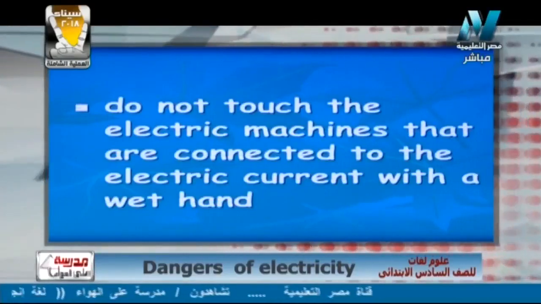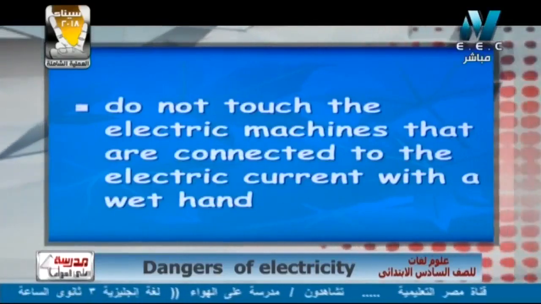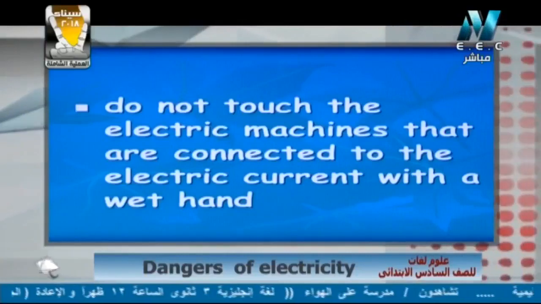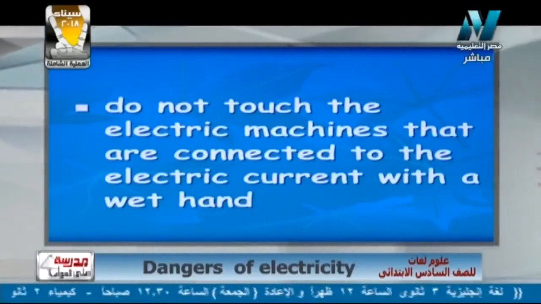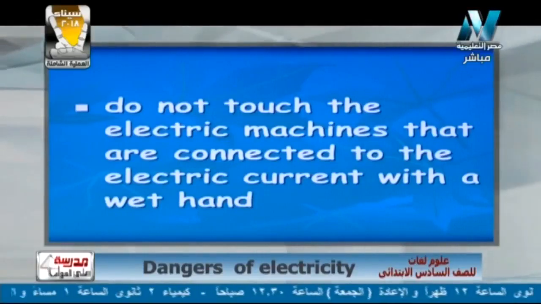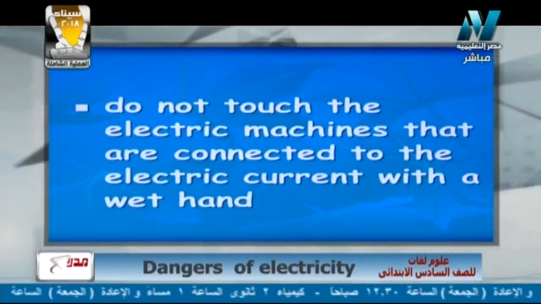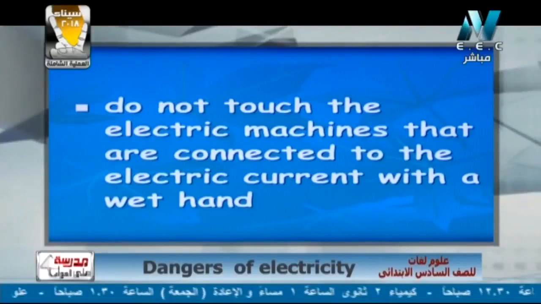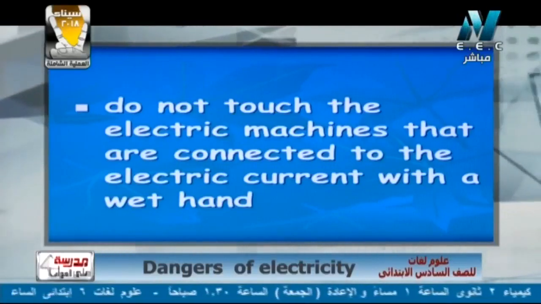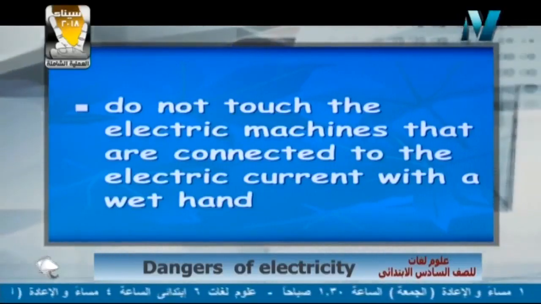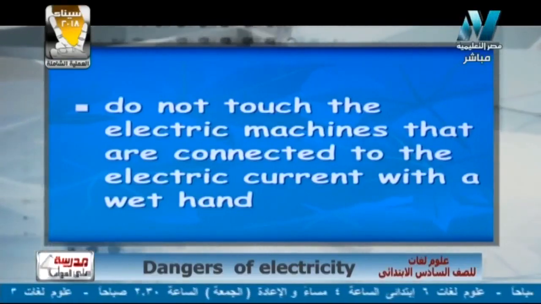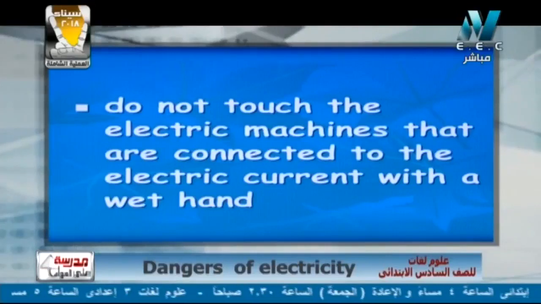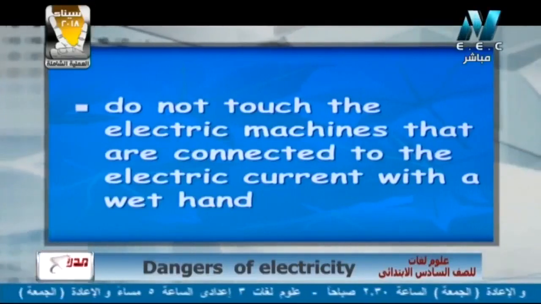Don't touch the electric machines that are connected to the electric current with a wet hand. لو ايديا مبلولة for example لسه غسلها او واخد شاور and so on, don't touch the electric machine and don't touch the socket. طب ازاي هطفي النور مثلا for example لما بعد ما اغسل ايديا في التويلت او اخدت شاور؟ ممكن اطفي النور عن طريق ان انا استخدم طاول فوطه او حاجه زي كده، او انشف ايديا كويس قوي الاول باي طاول وبعد كده استخدم السوكت.